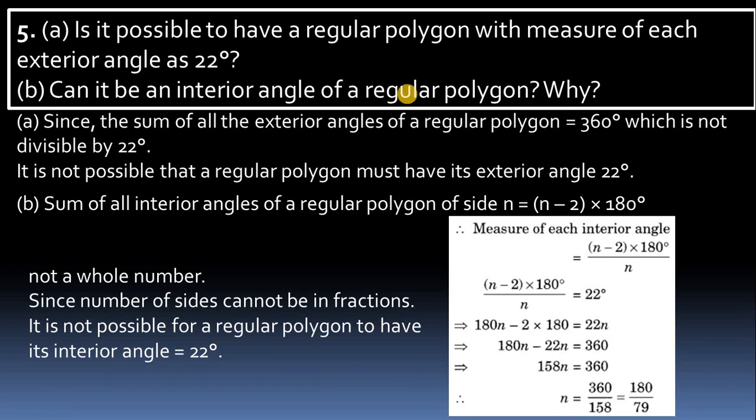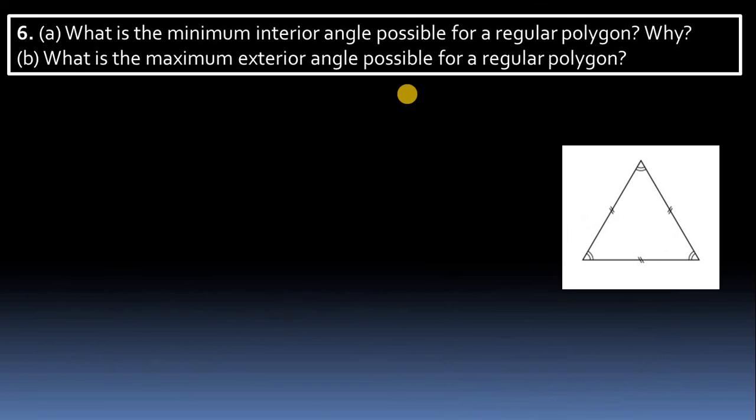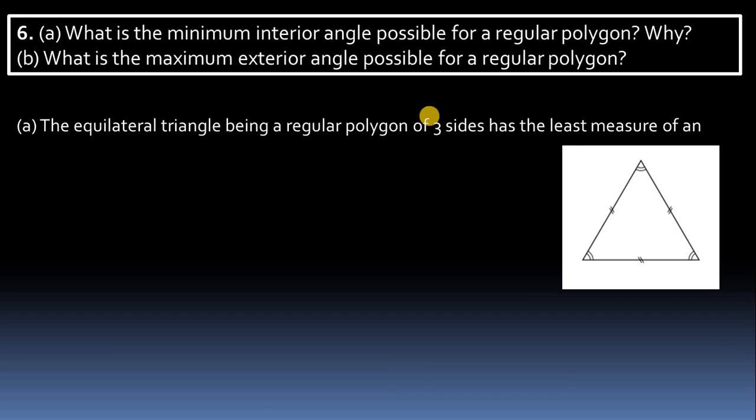So we solved both parts, 5A and 5B. Now 6.1, what is the minimum interior angle possible for a regular polygon? In the case of the minimum, you take the triangle because it has the least number of sides. So what is the minimum interior angle for a regular polygon? As you know, the number of sides is 3. In the equilateral triangle, 3 sides are there. So the least measurement of interior angle is 60 degrees.